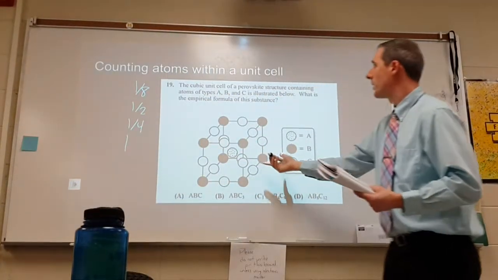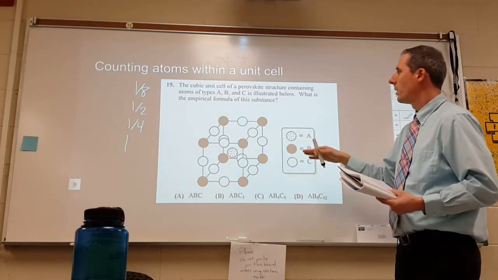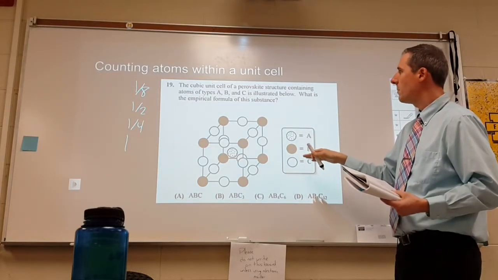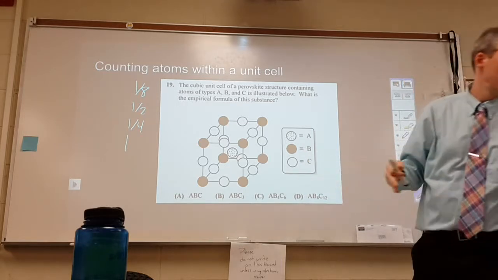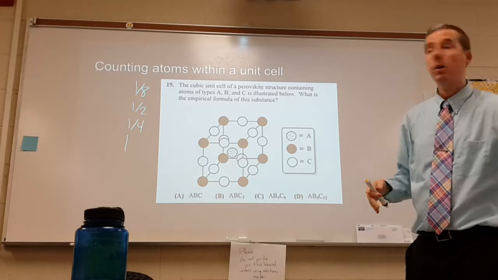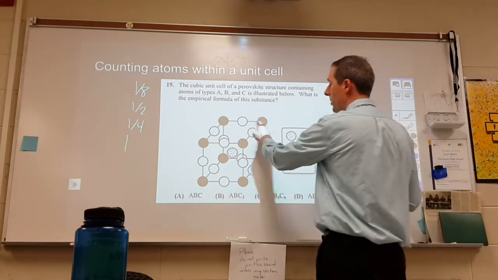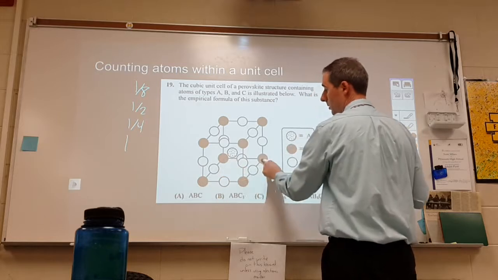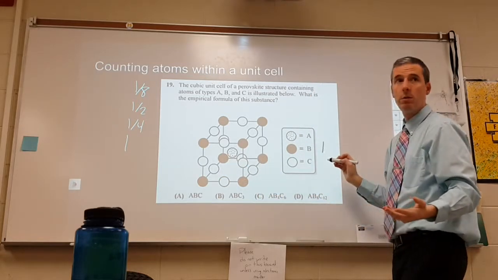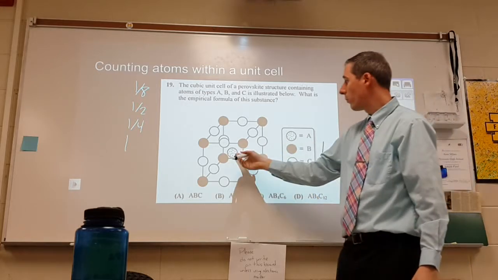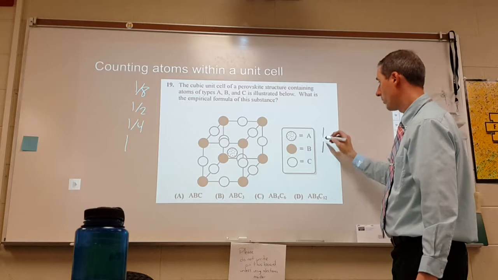So it said, here's a unit cell of perovskite structure. It's got 3 different types of atoms, A, B, and C illustrated below. What's the empirical formula of the substance? So for that, we would look at B, and we would say, okay, B has 8 corner pieces. So how much B do I have? Well, I have 1 for B. And then for A, I only have 1, but it's in the center. So it's not shared with anything. So I have 1 of those.